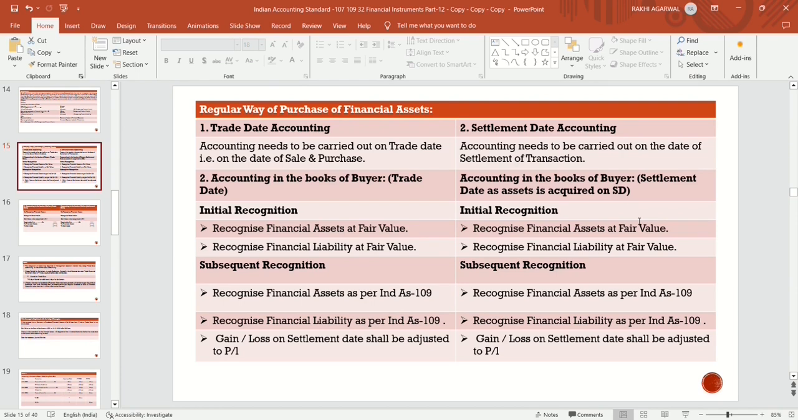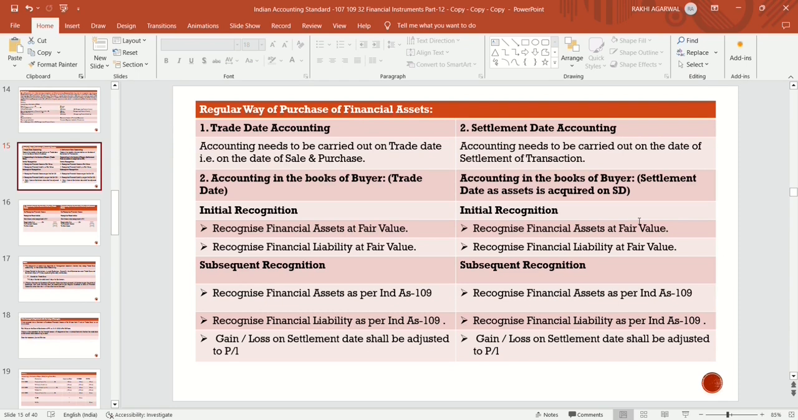So accounting in the books of buyer: how accounting is to be done in the books of buyer on the trade date, and accounting in the books of buyer on the settlement date. Today we are going to discuss both the accounting on the date of trade and on the date of settlement, in the books of buyer and also in the books of seller.